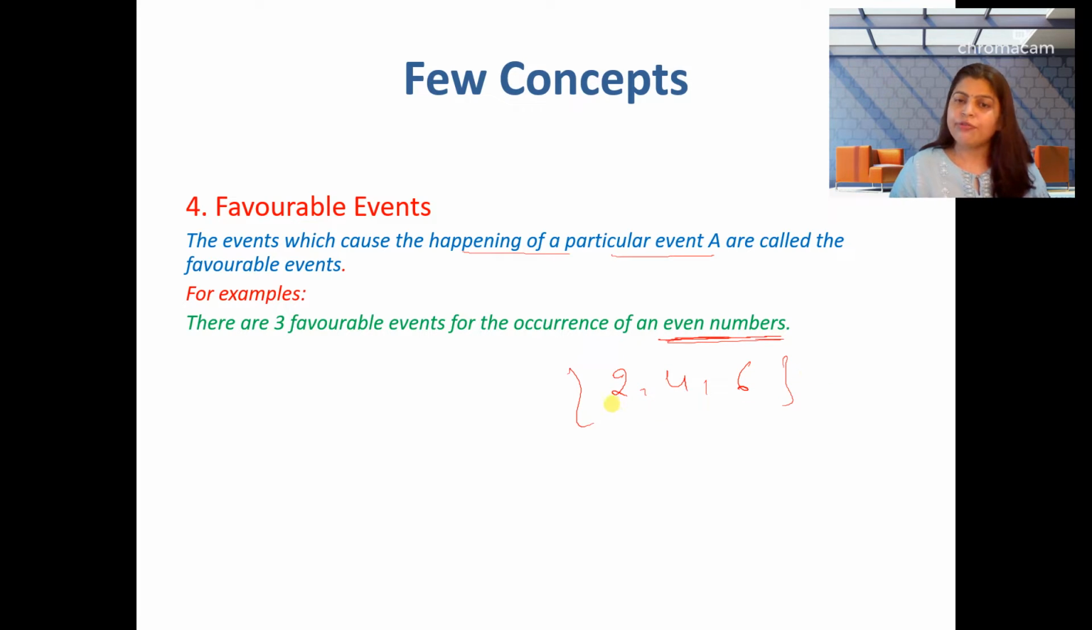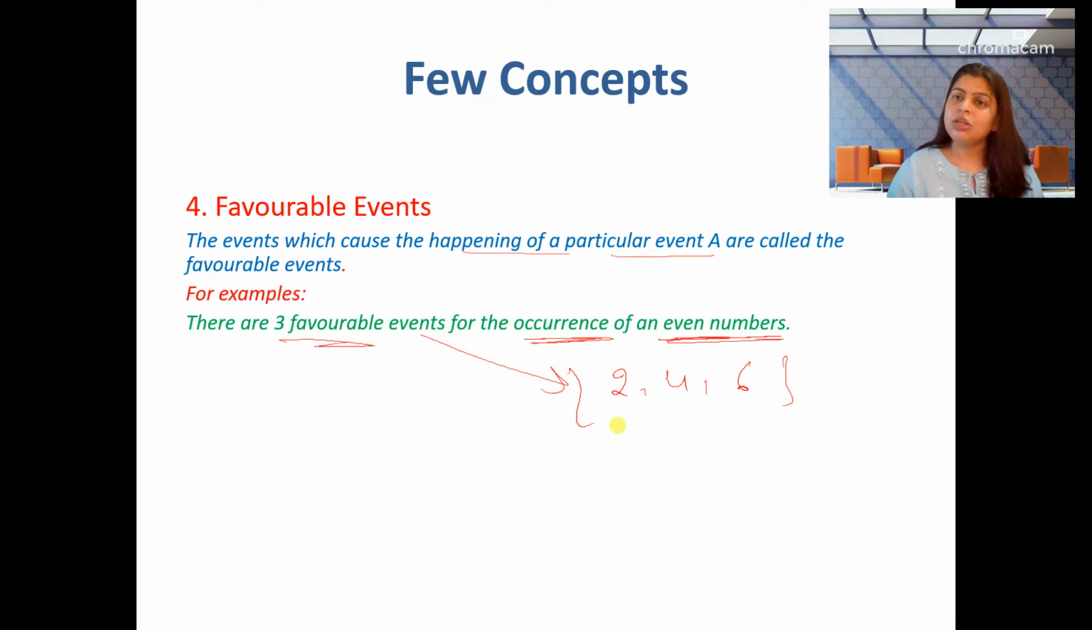So if 2 comes, that would work. If 4 comes, that is fine. If 6, then it's again fine. So that means there are these three favorable events for the occurrence of this event which I'm interested in. I'm interested in even numbers.